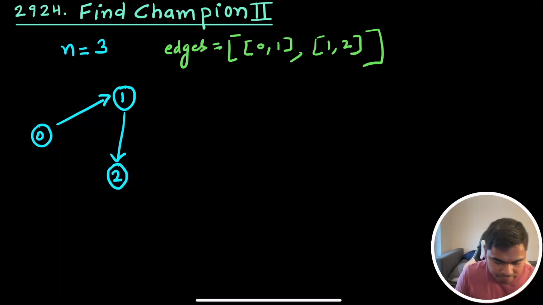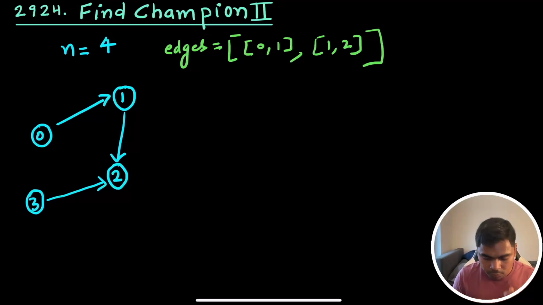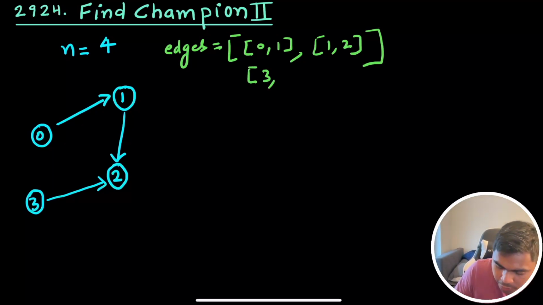But what if we had another node? Let's say we had 4 nodes. I'm just changing the example here. There was one more node, let's say 3, that was pointing to 2. So that means 3 is a stronger team than 2. Now let's write another edge into our edges list, so 3 has an outgoing edge to 2. Now this is our proper edges array.